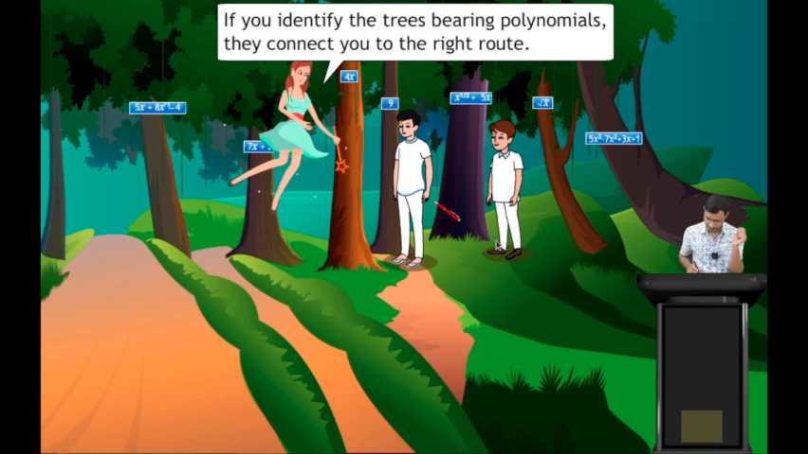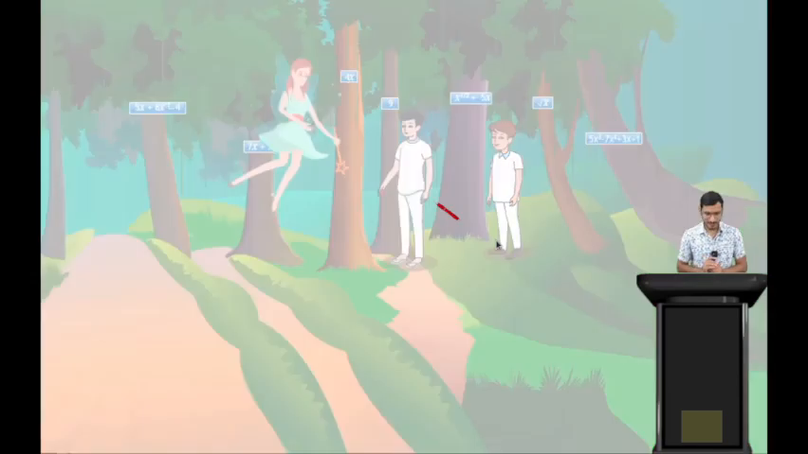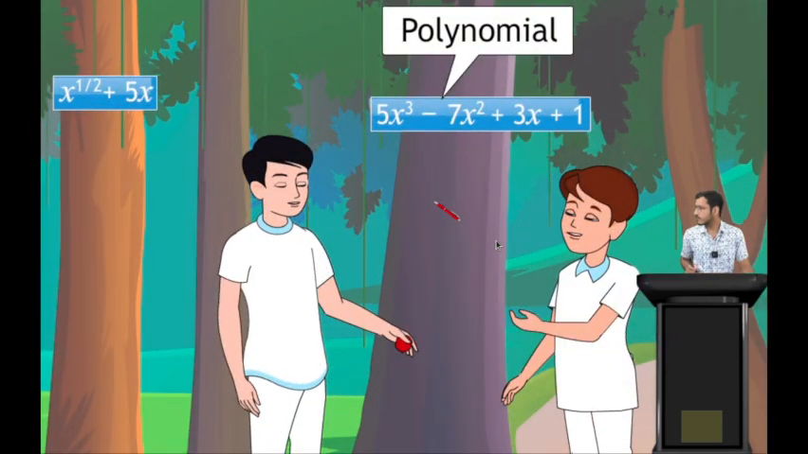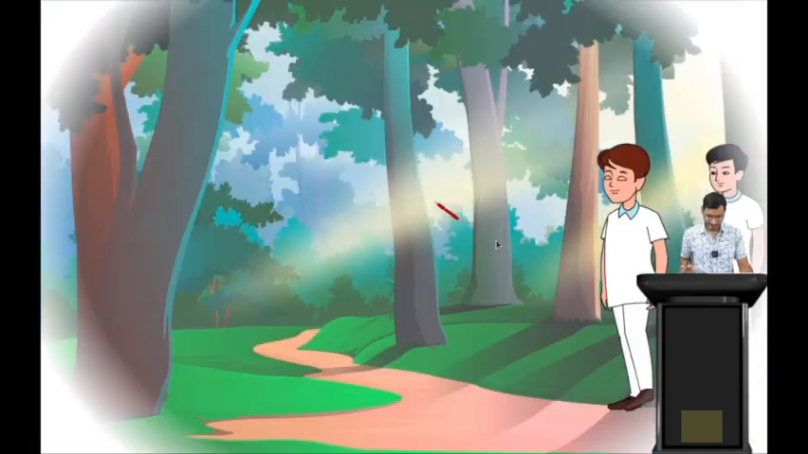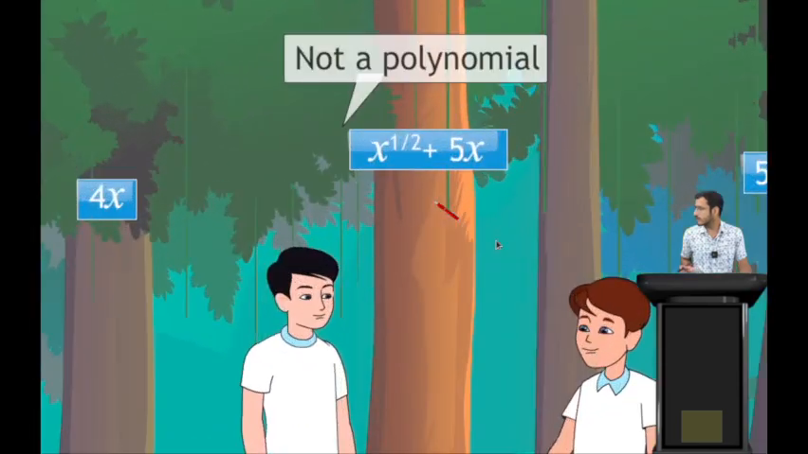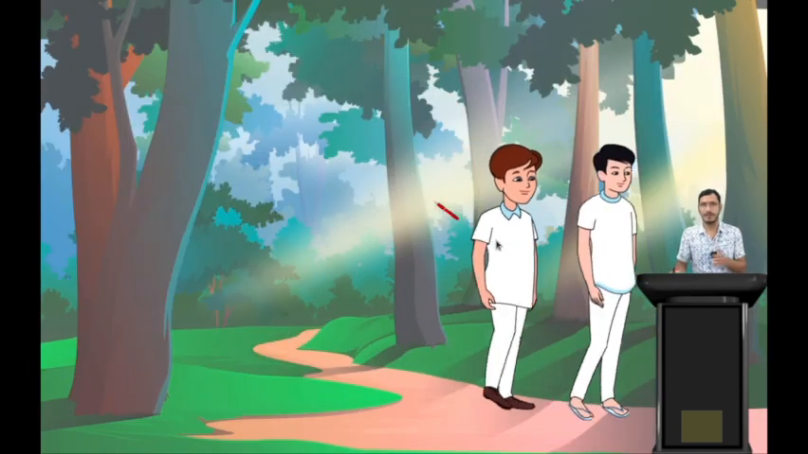So students, can you find the polynomial here? Let's do it. The first tree is 5x cube minus 7x square plus 3x plus 1. Is it a polynomial or not? Yes, it's a polynomial. The next one is x to the power 1 by 2 plus 5x. It's not a polynomial, you can see the power is 1 by 2 here. We'll discuss the power in the next session.